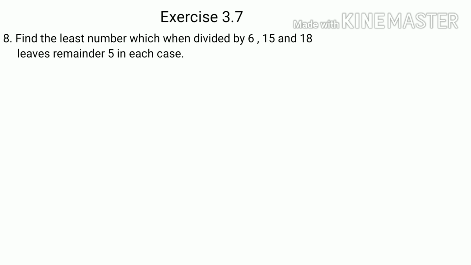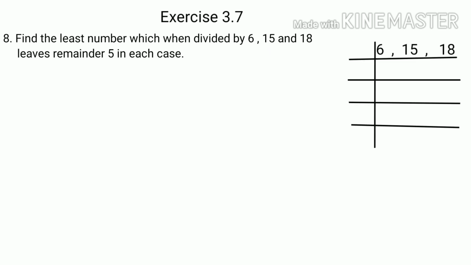Now let's solve question number 8. Question number 8 is, find the least number which, when divided by 6, 15 and 18, leaves remainder 5 in each case. Now to find that number, we have to first find the LCM of 6, 15 and 18. So let's find the LCM.